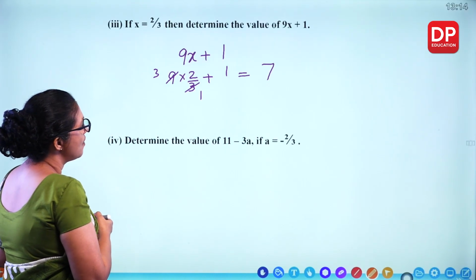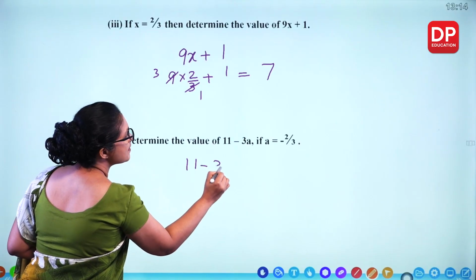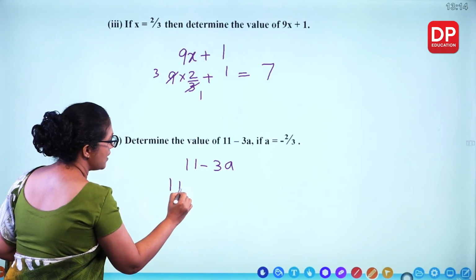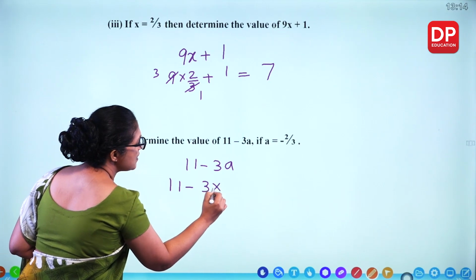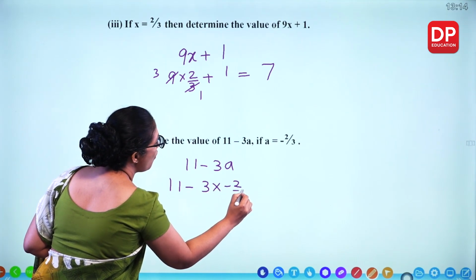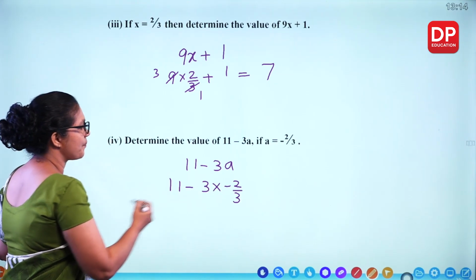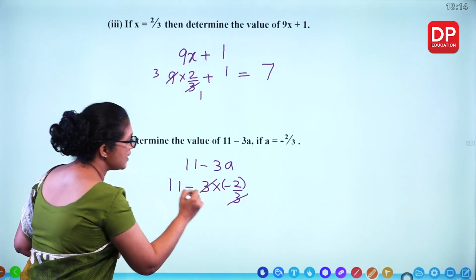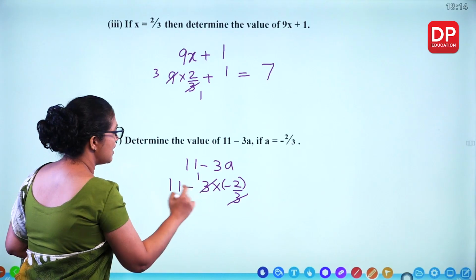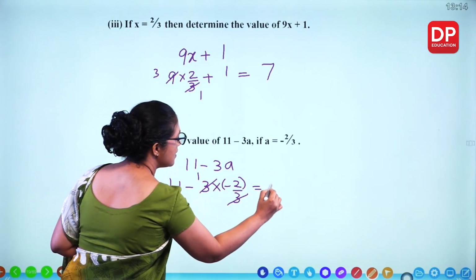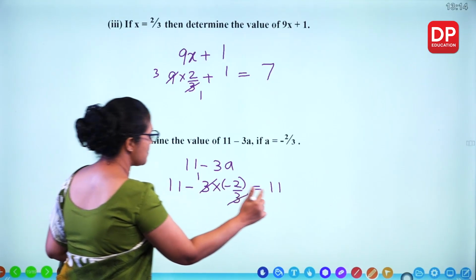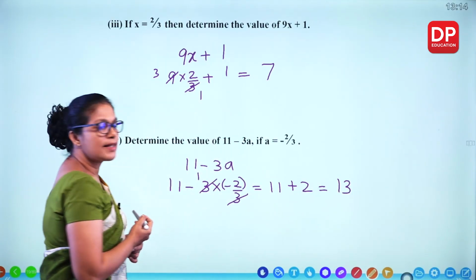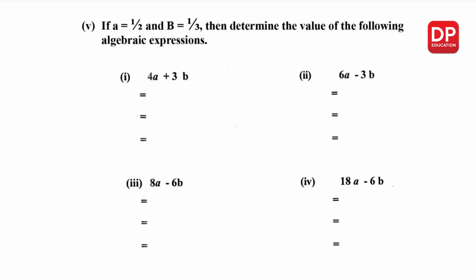Here, 11 minus 3a when a equals minus 2/3. 11 minus 3 times minus 2 over 3. We'll put brackets here. 3 and 3 get cancelled out. You get 11, minus into minus plus. 11 plus 2. Answer is 13.